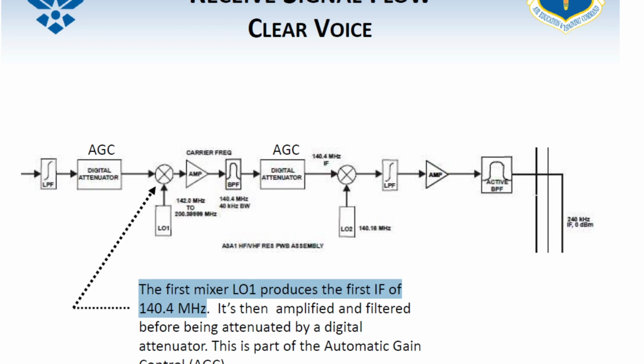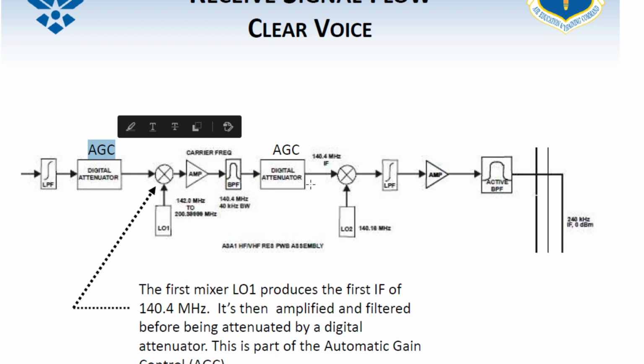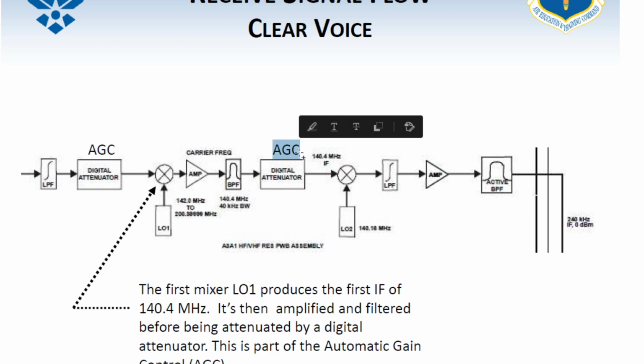140.4. Very good. It is then amplified before being attenuated by a digital attenuator. And this is part of the AGC, which if you guys remember, I told you was different than TGC. How is it different? What is it holding those varying levels constant at? What do you listen on the receive side? You don't listen on the antenna. Listen on the mic. You listen on the handset or the mic. Yes, you're listening on the handset or the mic. Very good.